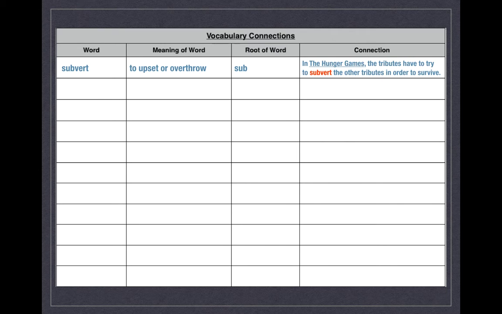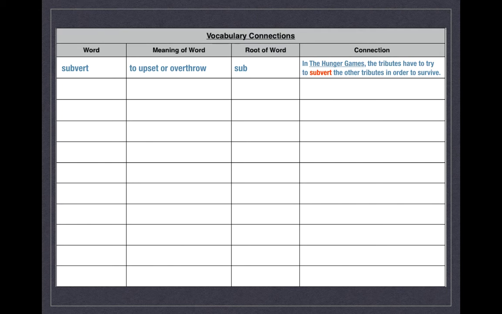So for mine, I did a literature connection, and I related it to the Hunger Games. So I said that in the Hunger Games, the tributes have to try to subvert the other tributes in order to survive, meaning they have to try and overthrow, they have to try and kill the other tributes. Make a connection of your own that's either a personal connection, a world connection, or a literature connection. Once you've done that, we can go on to the next word.